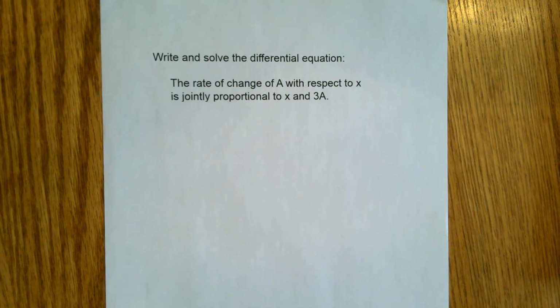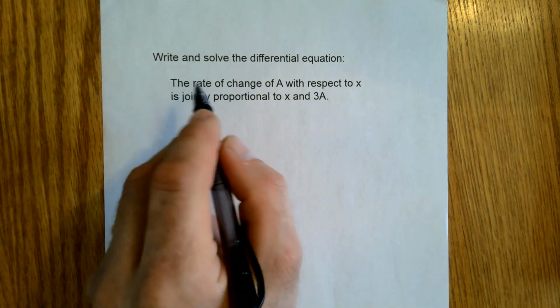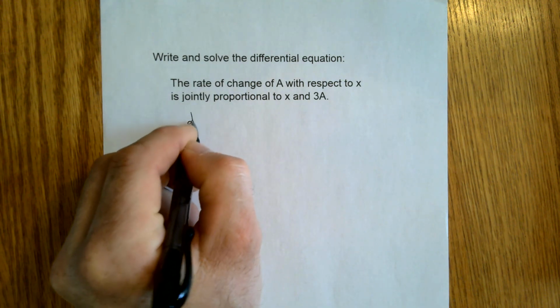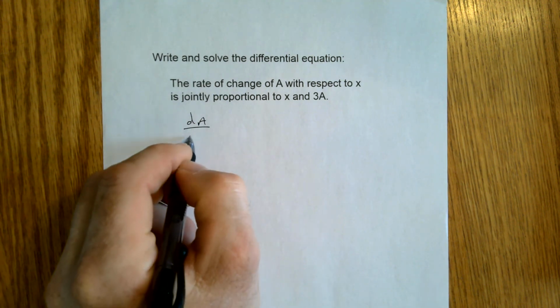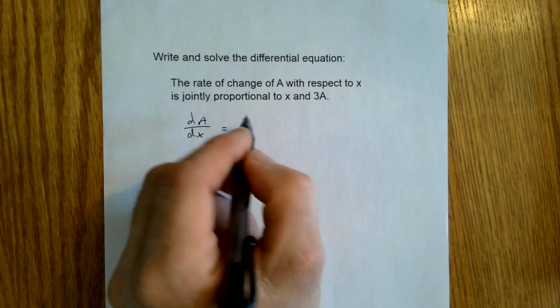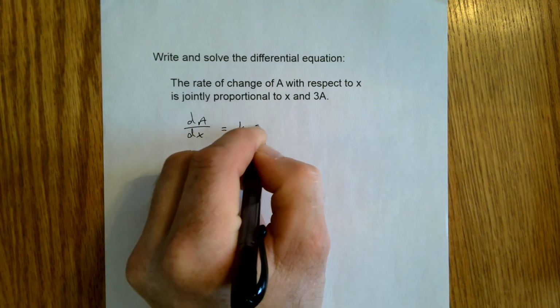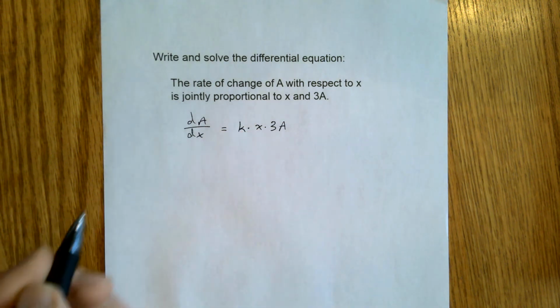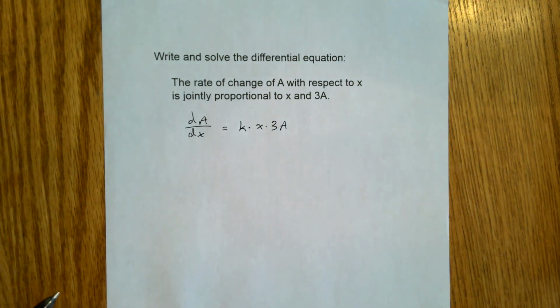All right, so one last one here. The rate of change of a with respect to x is jointly proportional to x and 3a. So again, we can write this differential equation. dA/dx, the rate of change of a with respect to x, is jointly proportional. So jointly proportional, we have k times x times 3a. And that's going to be our equation that we're going to solve.